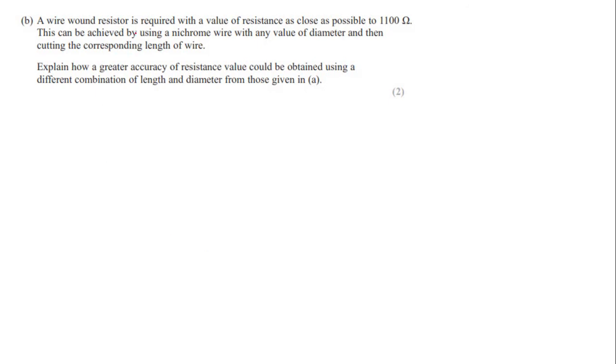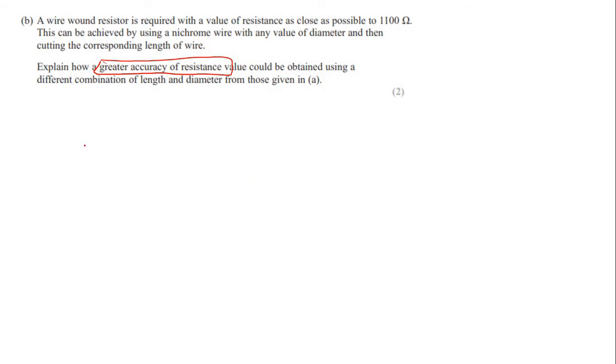A wire wound resistance is required with the value of resistance as close as possible to 1100 ohm. This can be achieved by using a nichrome wire with any value of diameter and then cutting the corresponding length of the wire. Explain how a greater accuracy of resistance value could be obtained using a different combination of length and diameter from those given in part A. So you need some wire with the greater accuracy of the resistance.